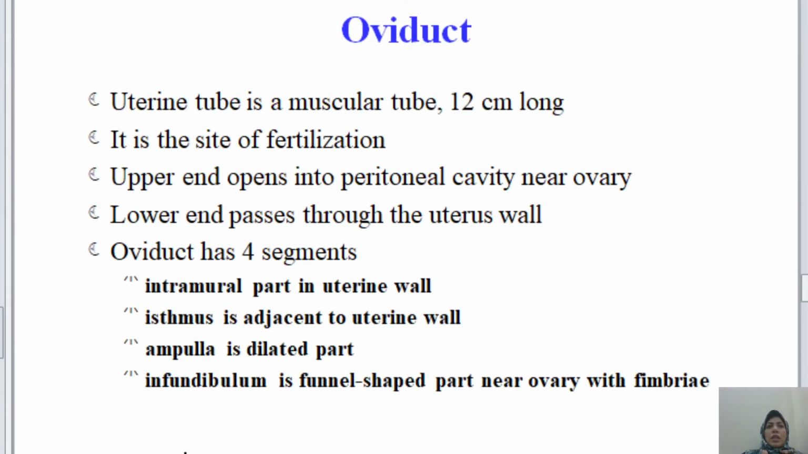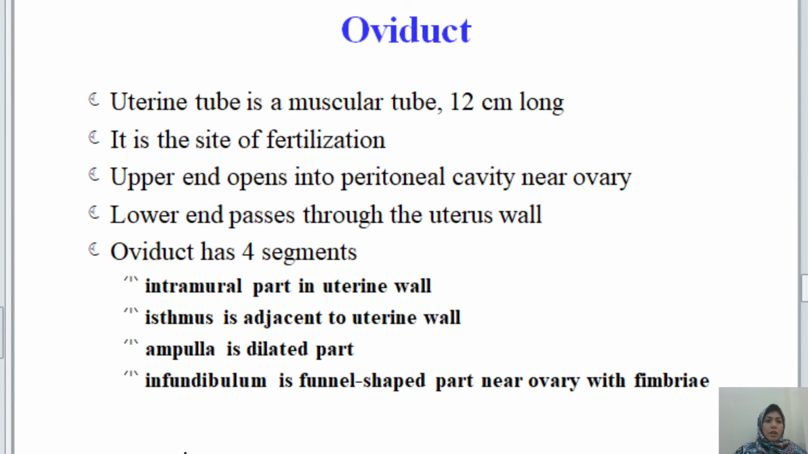So these slides that I explained were about the ovaries and the oogenesis process. Now the second organ of the female reproductive system is the oviduct. The oviduct, also called the fallopian tube or the uterine tube, is a muscular tube about 12 centimeters long, and it is the site of fertilization.